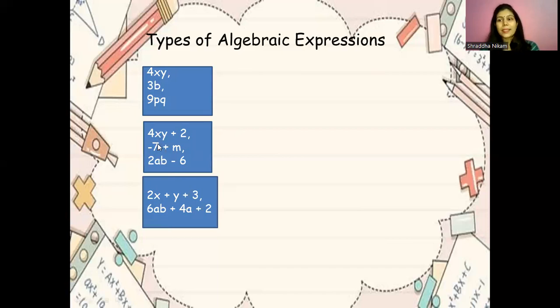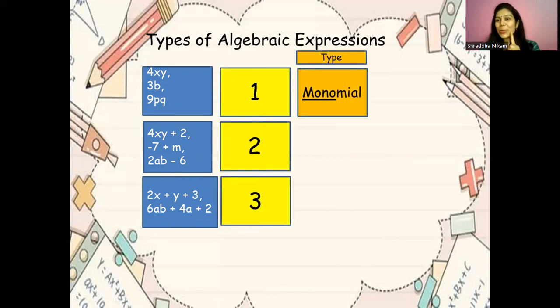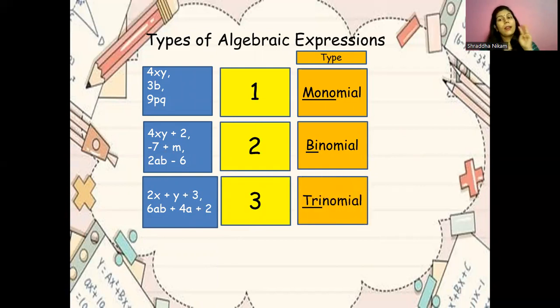In the second box, there are 2 terms. Minus 7 plus m, as discussed earlier, it can be negative as well. Yes, 2 terms are there. In the third box, 3 terms are there. 1 term, 2 terms, and 3 terms. Mono means 1. So, when there is one term in the given algebraic expression, it is known as a monomial. If there are 2 terms, it is known as a binomial. Bi means 2. And if there are 3 terms, it is known as a trinomial.